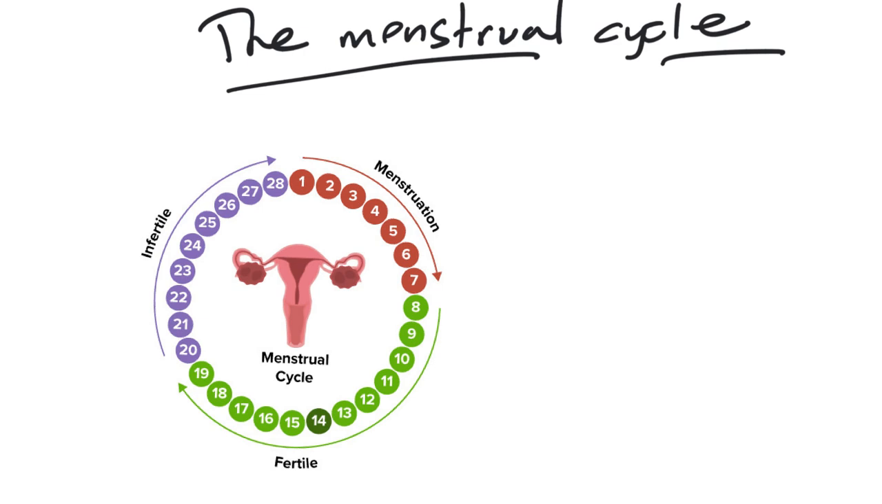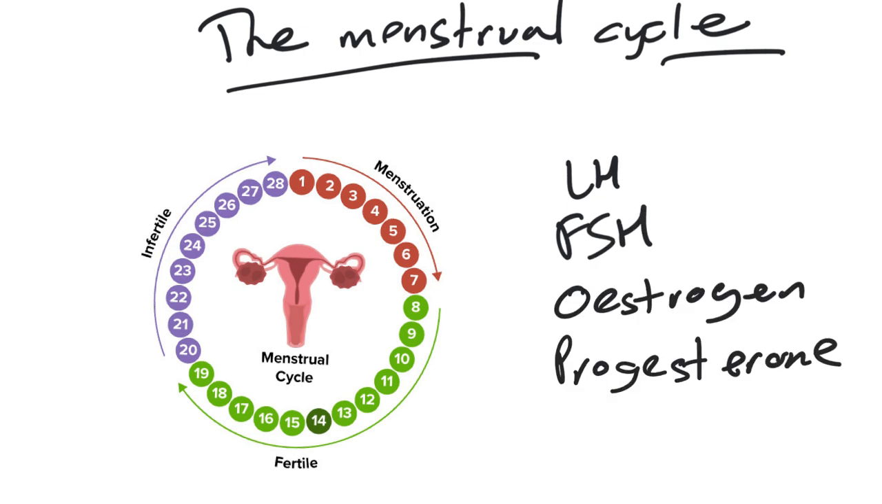So the interesting thing about the menstrual cycle is it's actually an interplay of hormones. It's an interplay between luteinizing hormone, follicle stimulating hormone, estrogen and progesterone. And in this video, we're going to see how these hormones interplay to allow an egg to be released and to get the endometrium ready for the implantation of a fertilized egg.